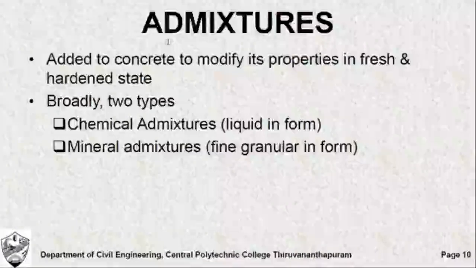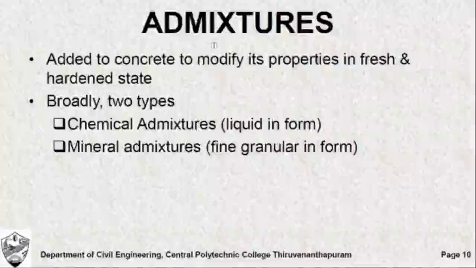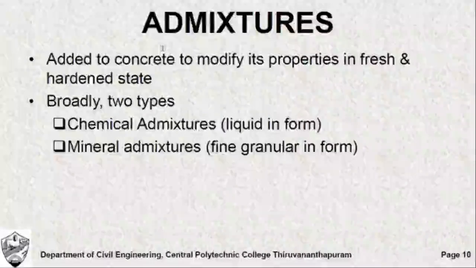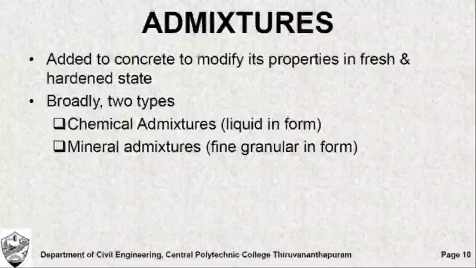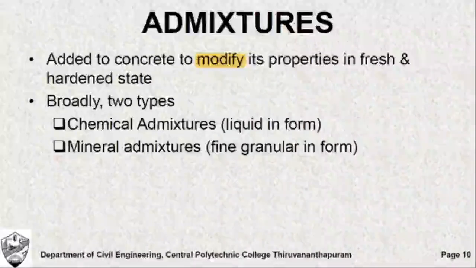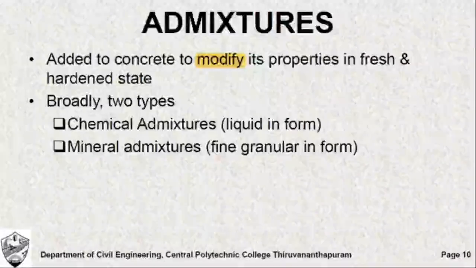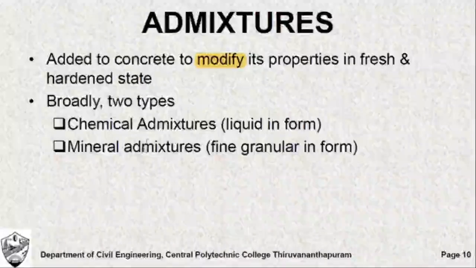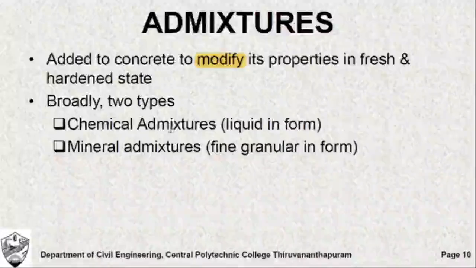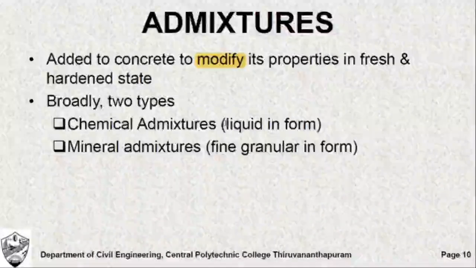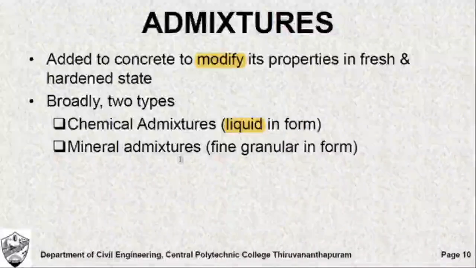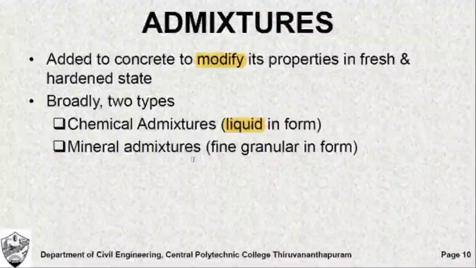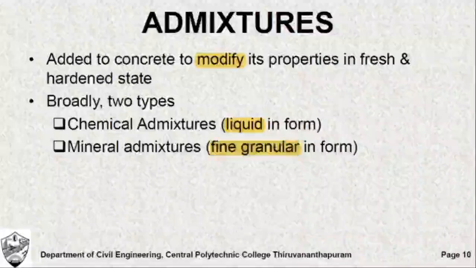The last of the most important ingredients of concrete is admixtures. Admixtures are materials added in addition to the other ingredients of concrete, cement, fine aggregate, coarse aggregate, and water, with the intention to modify its properties in the fresh and hardened states. Broadly, we classify admixtures into two: chemical admixtures and mineral admixtures. Chemical admixtures are generally artificially synthesized, and are found in liquid form. The mineral admixtures are generally industrial waste products or byproducts which are obtained in the fine granular form.